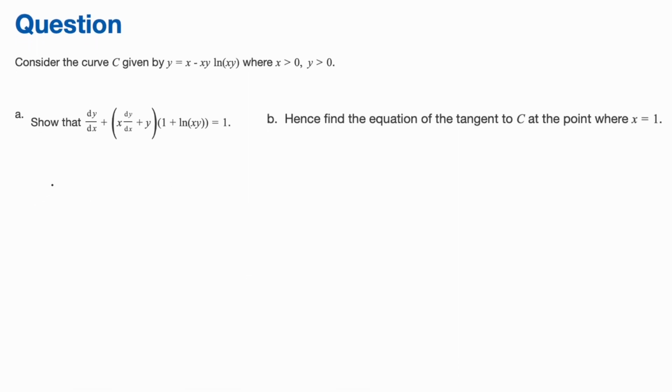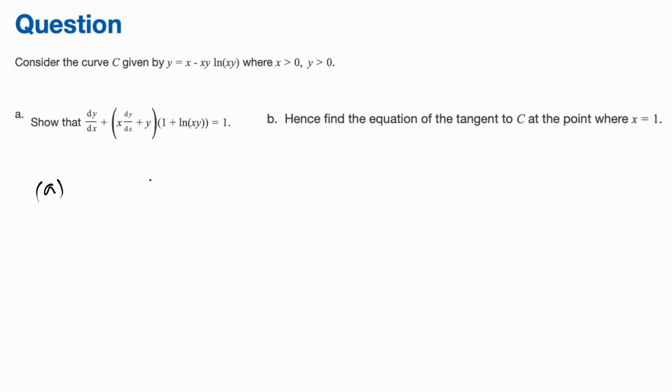So let's solve part A. I'll copy paste B when we need it later on because we're definitely going to take more than what's the area on the screen. So part A, show that dy by dx plus x times, in brackets, x times dy by dx plus y times 1 plus ln of xy is equal to 1. Now that looks like a monster of an equation, but it's doable.